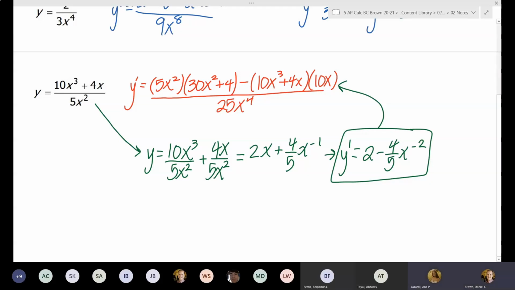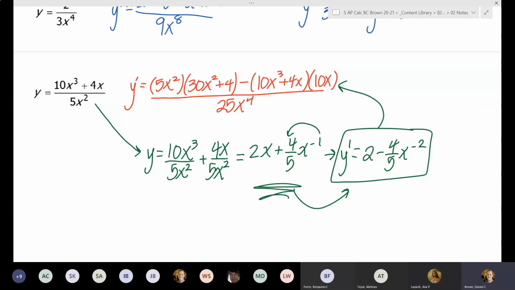I'm confused how you got from 2x plus 4/5 x to the negative first to the derivative. From this step to the last step? Yeah. I just used the power rule. The derivative of 2x is 2. And then 4/5 x to the negative first, I used the power rule, so that negative 1 came down in front. And then I subtracted 1 from the original exponent. Okay, thank you. You're welcome.